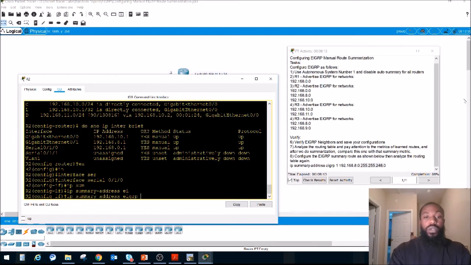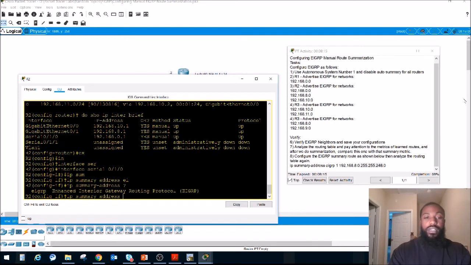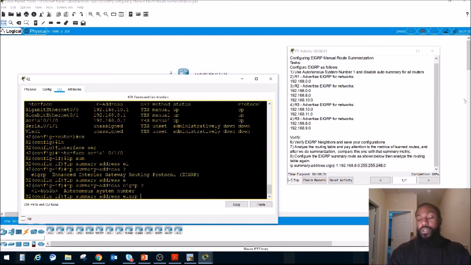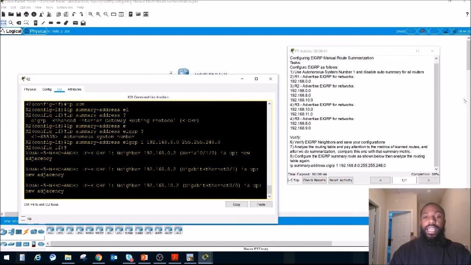So you do ip summary-address. You actually got to do, I put a 1 there. Why did I do that? I think that's a mistake. ip summary-address, and then EIGRP, because we distributed through that. Oh yeah, you got to do the AS number. That's why. 1 and then 192.168.8.0. Subnet mask 248.0, and it's up.